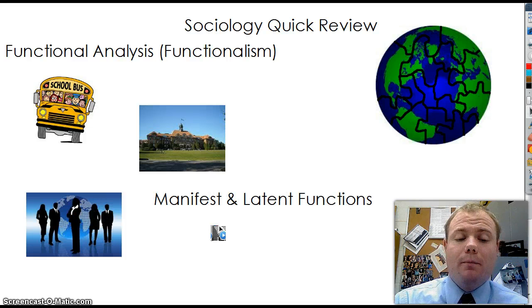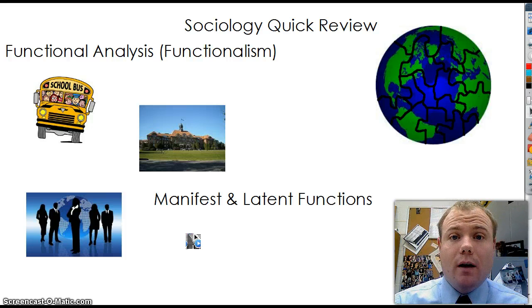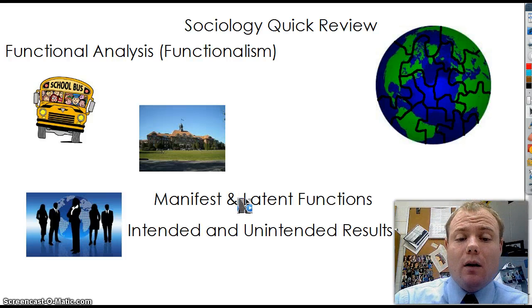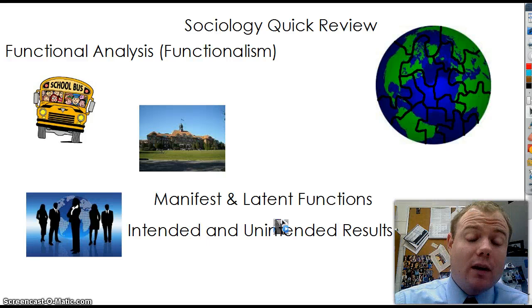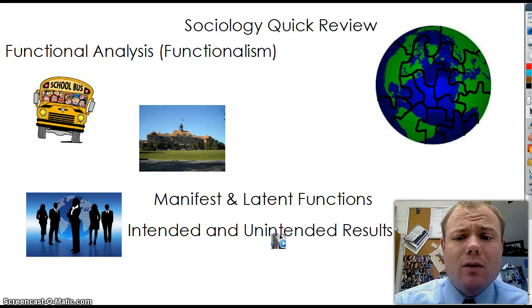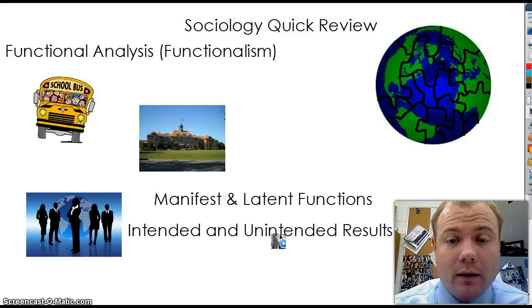Either way, the other thing that we have to look at are the manifest and latent functions of any general part of society, whether it's school or anything else. The manifest functions are intended consequences or intended results, and the latent functions are unintentional or unintended results. So a manifest function of school might very well be to prepare you for college, but an unintended result might very well be that in school you learn, say for instance, who you are or what your personality is, because you're hanging out with a number of different people with different personalities.